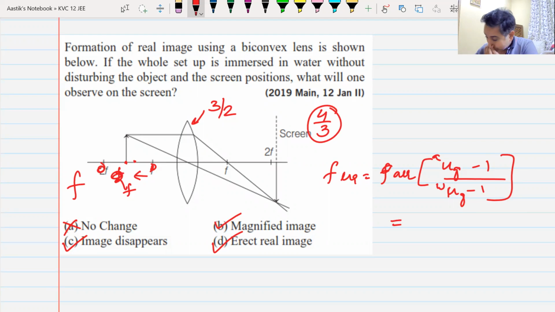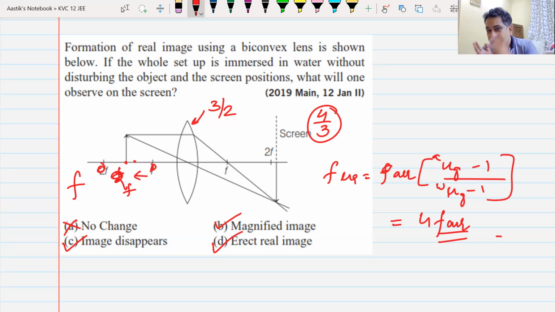Mu glass is 3/2, 3/2 minus 1 is half. And mu water is 4/3, so 3/2 divided by 4/3 will become 9/8. Half divided by 1/8, you will get 4 times the focal length in air. If I put the values correctly, mu of water is 4/3 and mu of glass is 3/2. You'll have to calculate it. Or you can remember this: if it is immersed in water and the refractive index of water is 4/3, it will become 4 times.